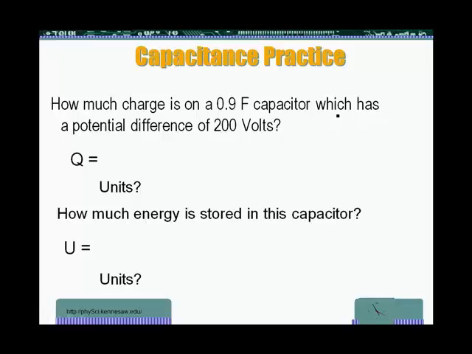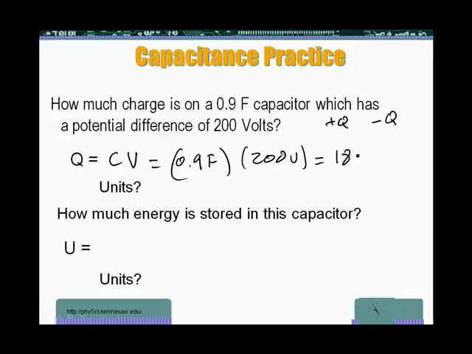One plate is going to have a charge of plus Q, and the other plate is going to be a negative charge minus Q. Now, the overall net charge in a capacitor, remember, is 0. But Q is just C times V. In this case, that's going to be 0.9 farad, which is a huge capacitance, times 200 volts. So that gives us 180 coulombs.